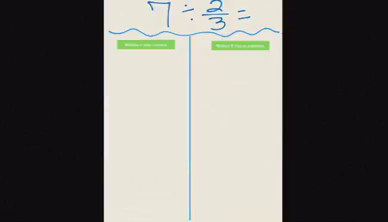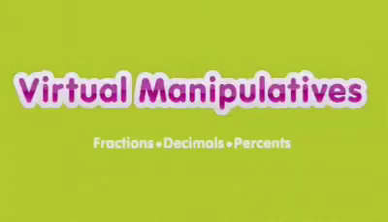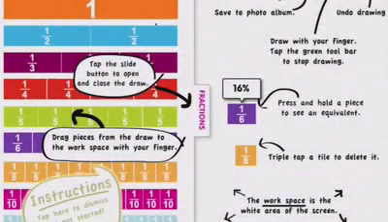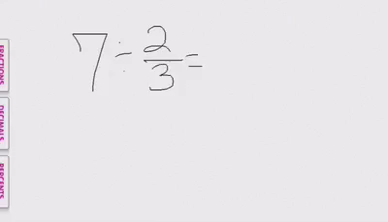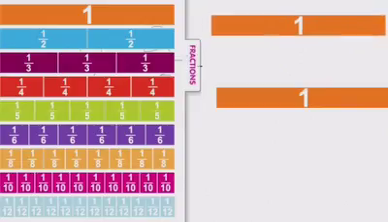Our next problem is 7 divided by 2/3. So go ahead and pull up your virtual manipulatives app. Again, we're doing 7 divided by 2/3. Let's write that down. 7 divided by 2/3. Okay, so remember, start by modeling the 7. So I'm going to pull out 7 of the 1 whole pieces.